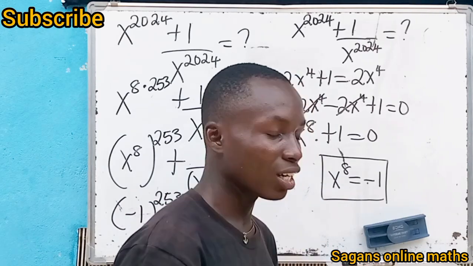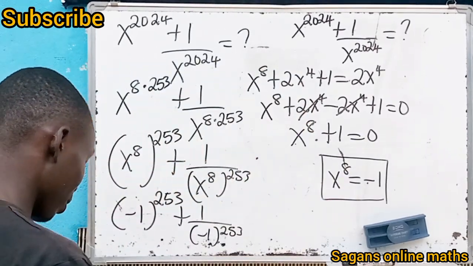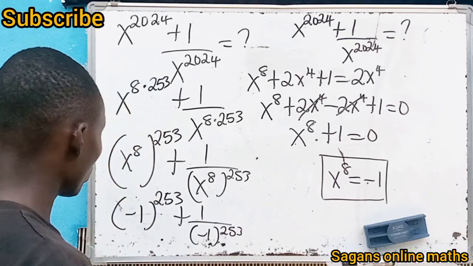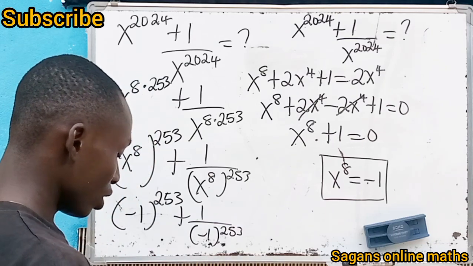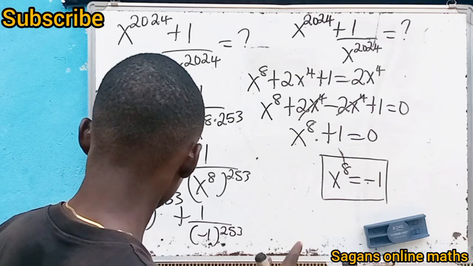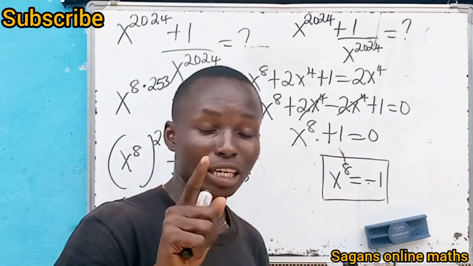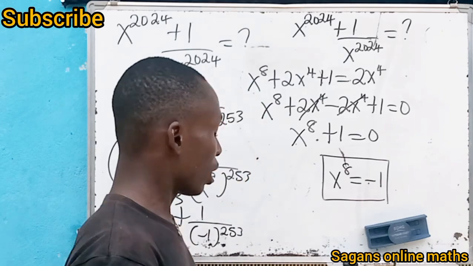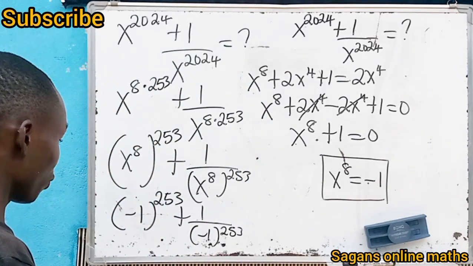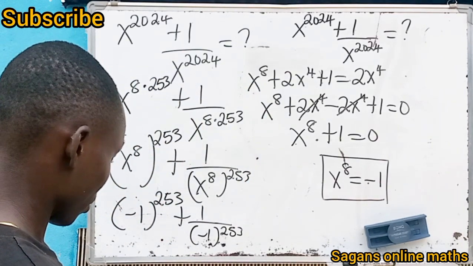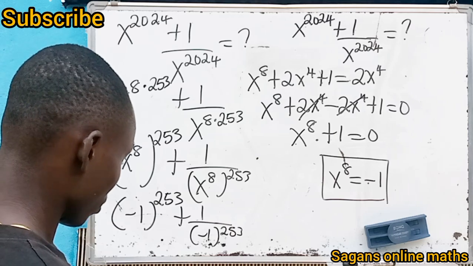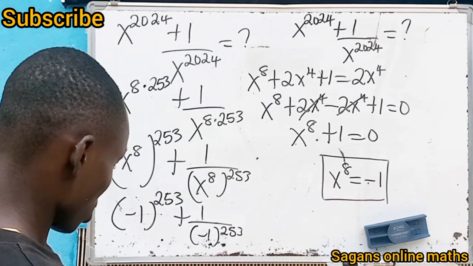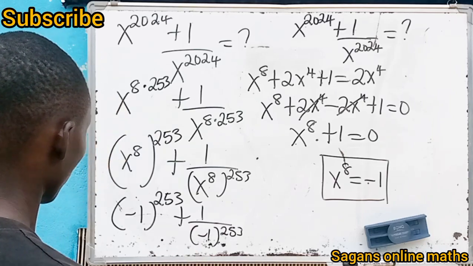You can do it in your calculator. Minus 1 raised to the power of 253 is minus 1, since 253 is not an even number. So it's minus 1.